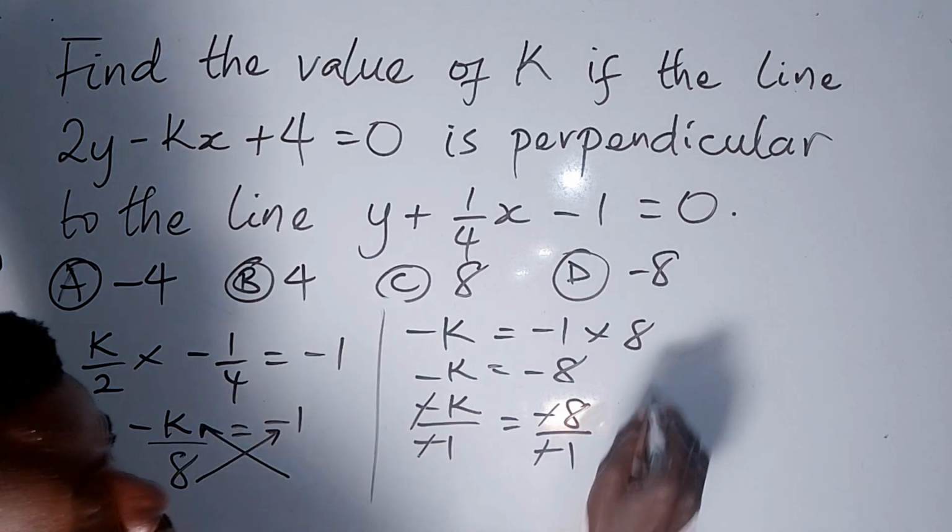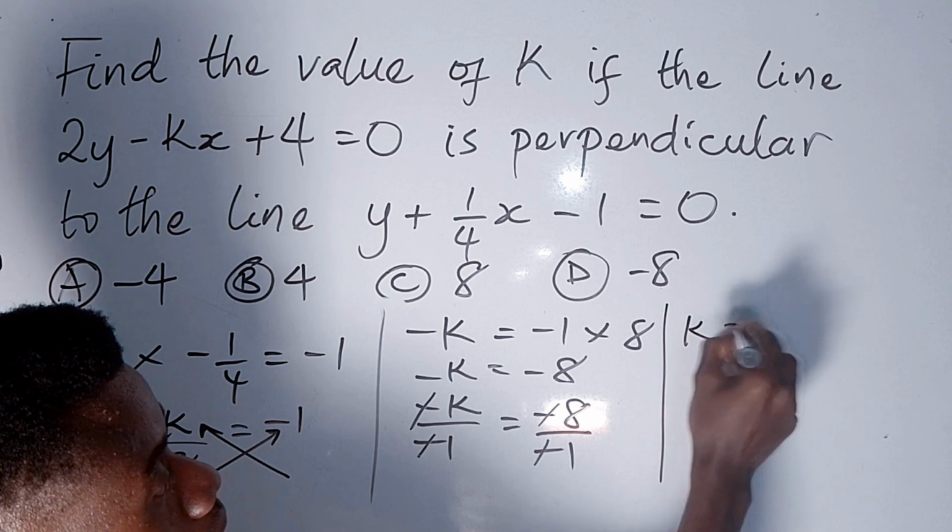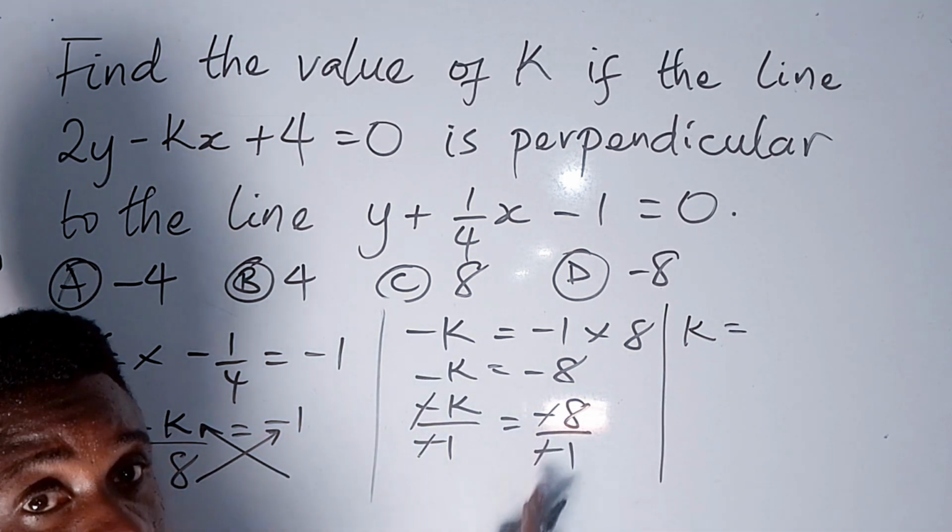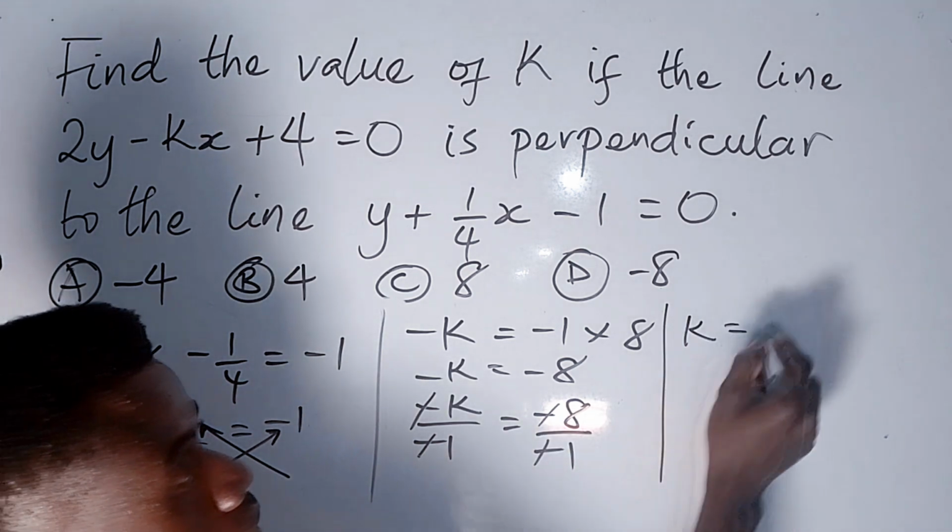So therefore, our k is equal to 8 over 1. 8 divided by 1 is the same thing as 8. So our k is simply 8.